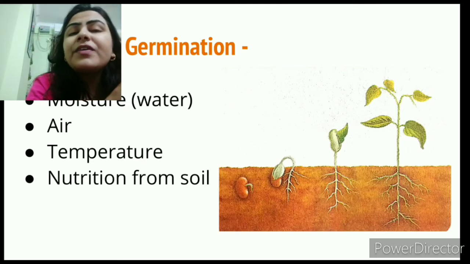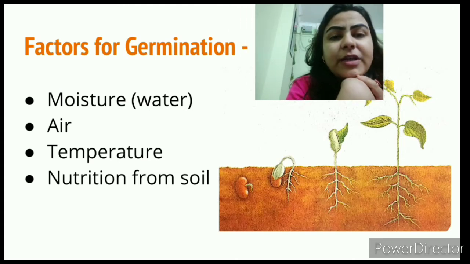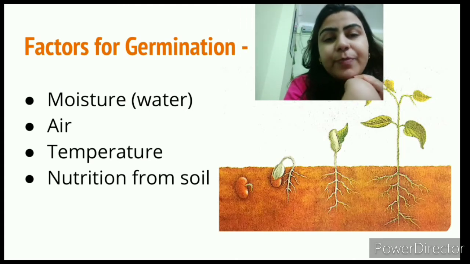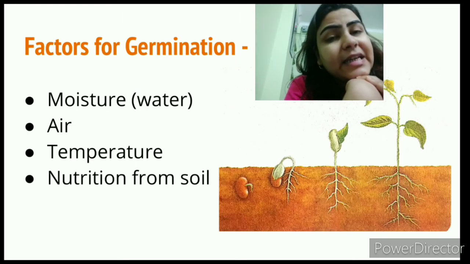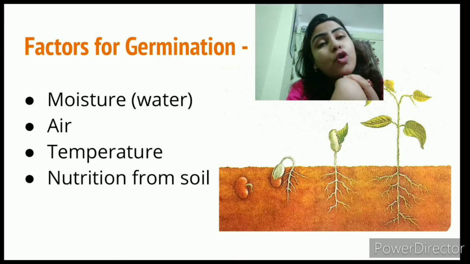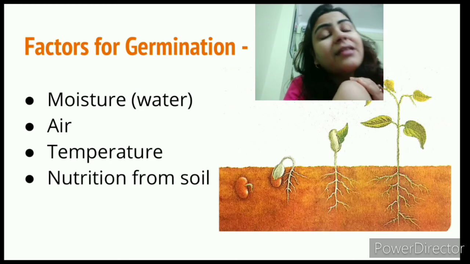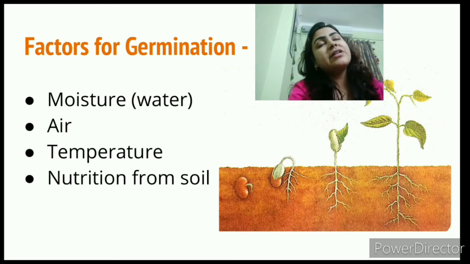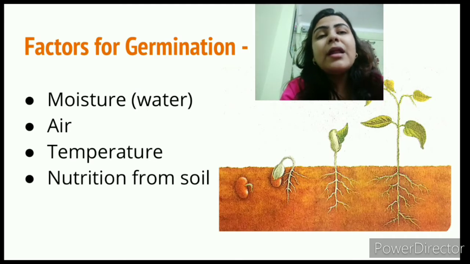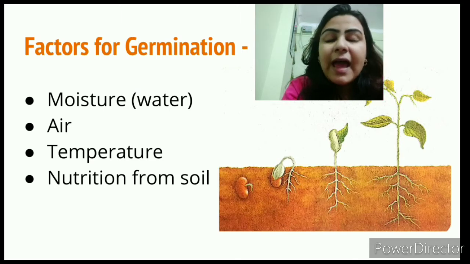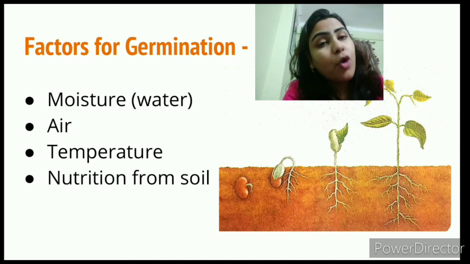And along with the seed, what are the other factors that are very, very important for germination? Those are moisture. The right amount of water is very, very important for any seed to sprout, to grow into a new plant. Then there is air, the right temperature and the nutrition from the soil. As we already discussed in our previous classes, the soil contains a lot of nutrition, and those nutrients are taken up by the roots of the plant to help them grow.